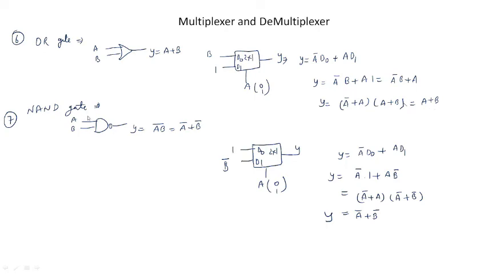Then for the NAND gate, see that your output is A bar plus B bar. So when we use a 2 by 1 multiplexer, our input lines will be 1 and B bar. So we can find here an output that is equivalent to a NAND gate, equal to A bar plus B bar.